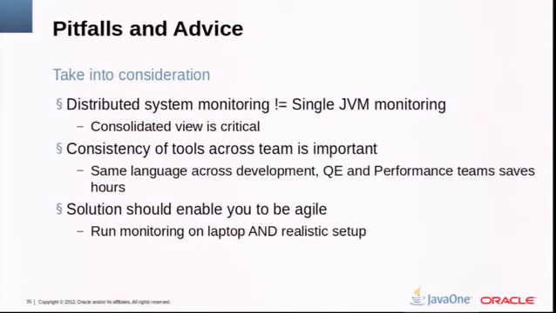Distributed monitoring is not the same as single JVM monitoring. There are so many loose factors involved in distributed systems that do not even exist in single JVM monitoring. Most of the monitoring tools that we use are all good, but they harness data that is local to a JVM. Whatever monitoring tool you are using or building in-house, you need to make sure that you can correlate the events in one JVM with another.